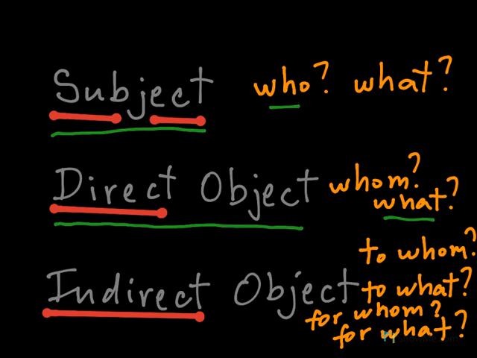The indirect object. I give cheese to my friend. I, who. Give, the verb. What? Cheese. To my friend. To whom I give it. So that will be the indirect object. Not all sentences have the indirect object. Not all sentences have the direct object. There are sentences that have only the subject. It rains. I sleep, for example.